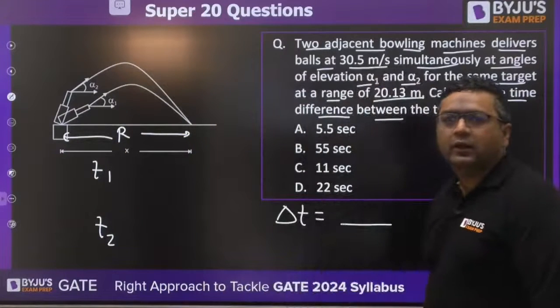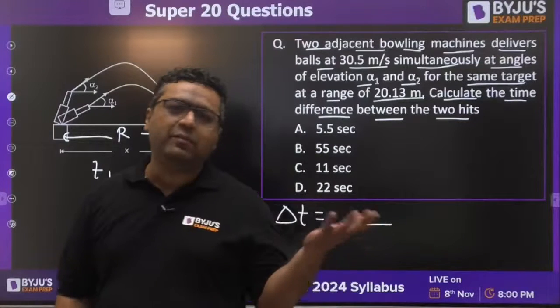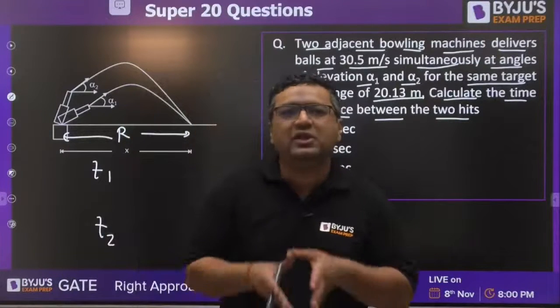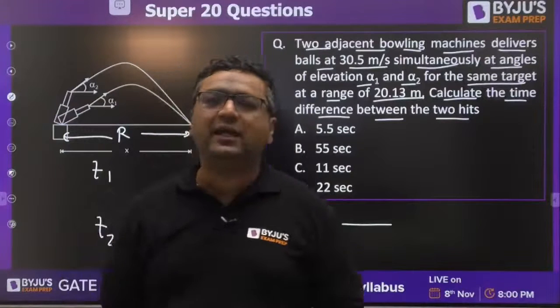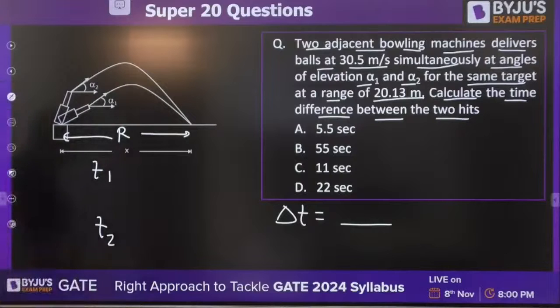They have given the maximum range. Maximum range is for 45 degree. So when they mention maximum range, it means the angle will be 45 degree. Is it clear? So try to solve it.